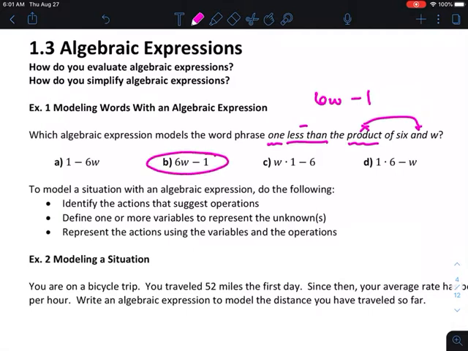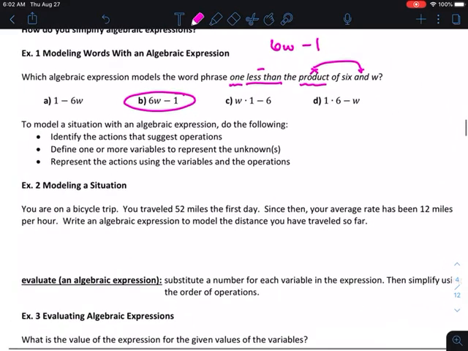It says to model a situation with an algebraic expression, do the following. Identify the actions that suggest operations, kind of looking for those clue words. Define one or more variables to represent the unknown or the unknowns. So maybe you are trying to find how many hours or how much money, being able to turn that word into a variable to use. And then represent the action using the variables and the operations. So let's try one. Example 2.